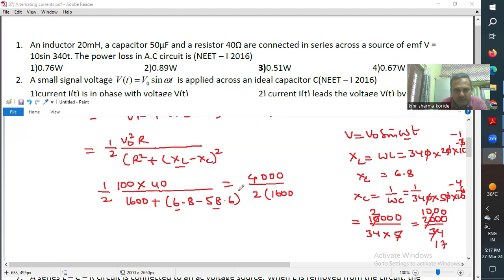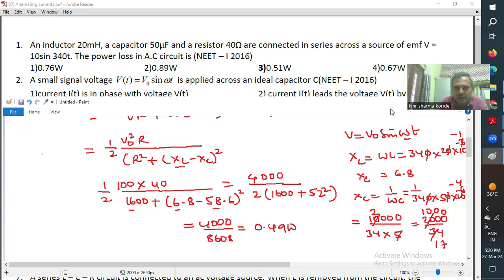Plus there is again squaring, so 52 square. This particular part you need to square. On simplifying this, you'll get 4000 by 8608. If you simplify it further, you don't get the exact value. Roughly this is going to be 0.49. The answer is given as 0.51, so make the calculation properly and you'll get the answer.